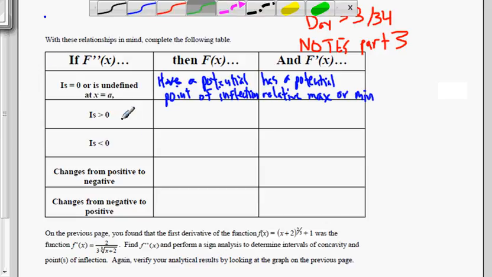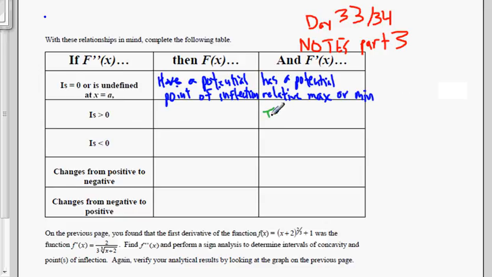Okay, if the second derivative is greater than 0, well, I know the first derivative must be increasing, and wherever the first derivative is increasing, that means the original function must be concave up. So what can I now conclude? If the second derivative is positive, then the original function's concave up.